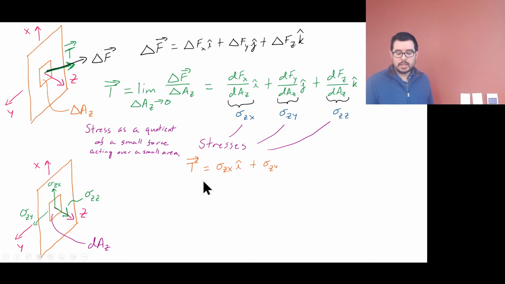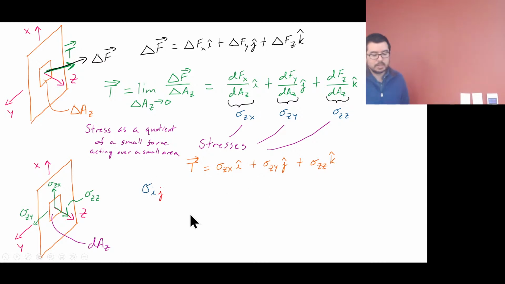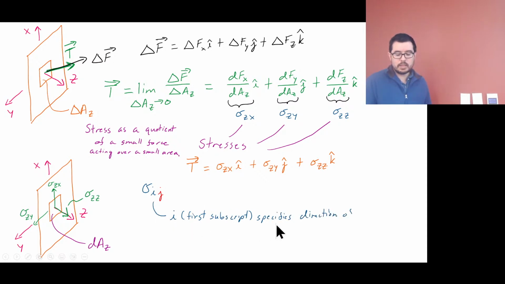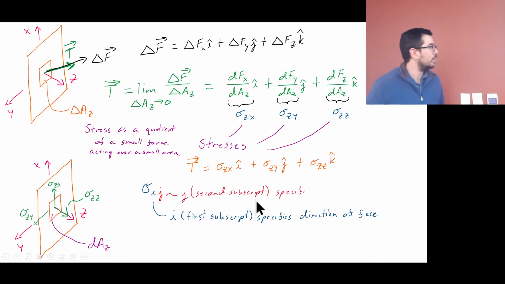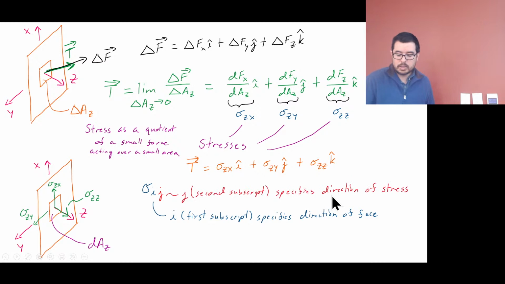So this traction vector can now be written as essentially a combination of stresses multiplied by appropriate unit vectors. And the convention, as we've just mentioned, can be thought of as having the first subscript specifying the direction of the face of the area, while the second subscript is describing the direction of the stress or the force.